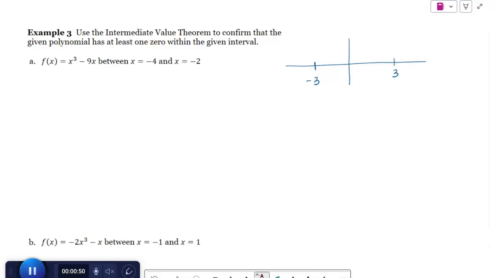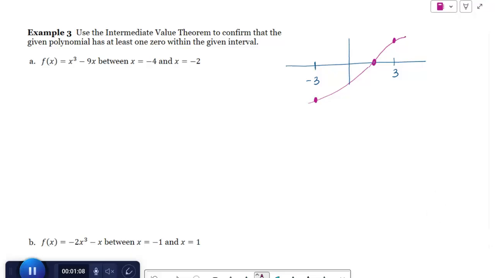The idea being that if at -3 the y value is negative, but at +3 the y value is positive, that means if this function is continuous, somewhere between those two, the graph has to cross through the x-axis.